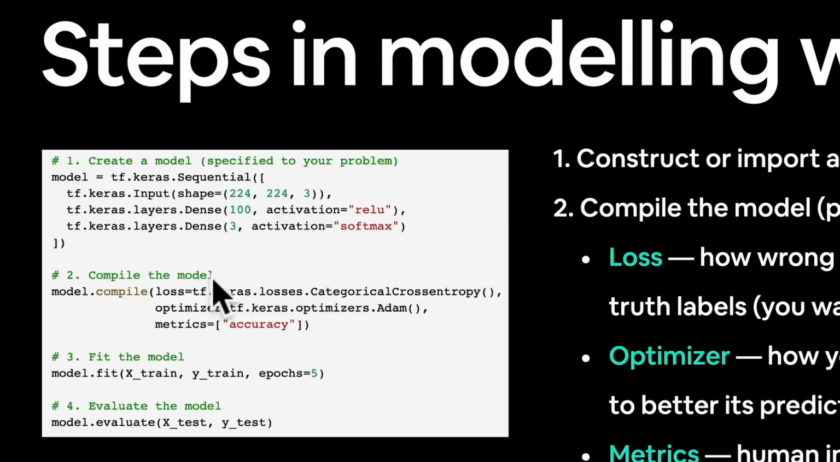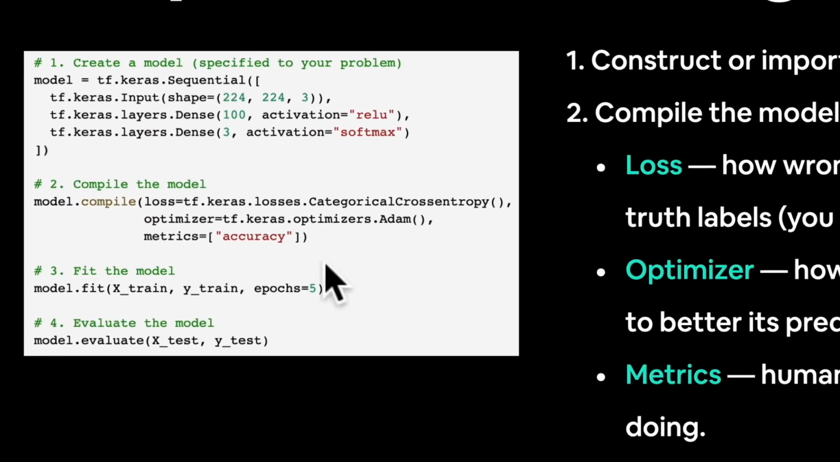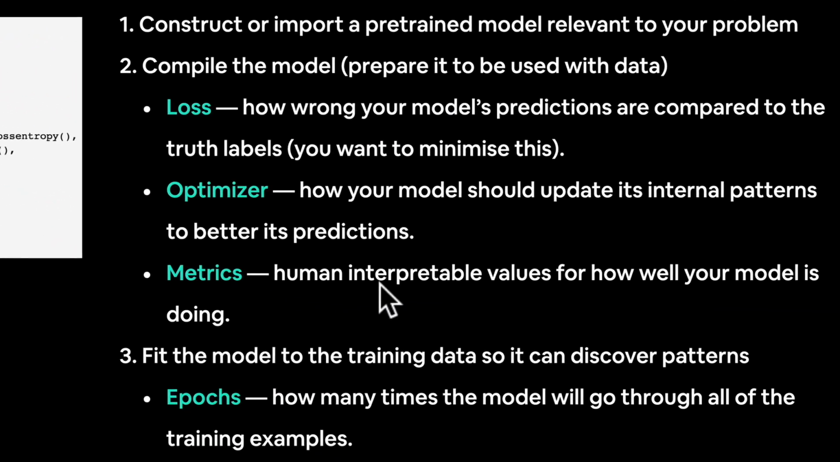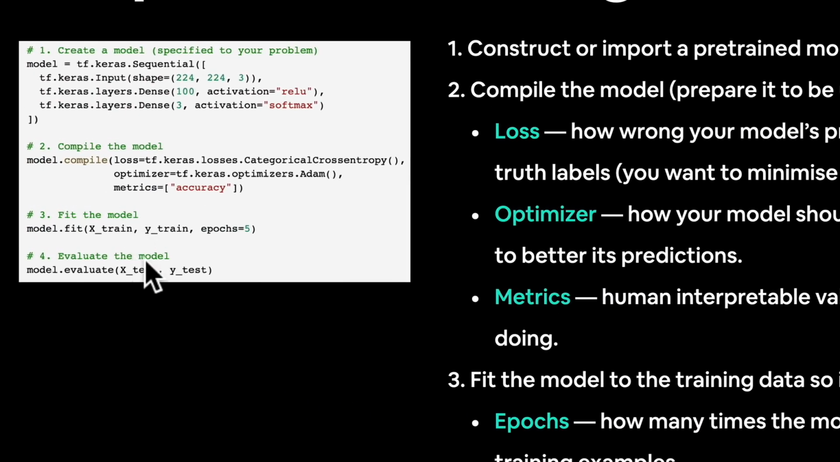Number 2 is compile the model. So we define the loss function, in other words, how wrong our model's predictions are. We define the optimizer, which is how our model should update its internal patterns to better its predictions. We define the metrics, which are human interpretable values for how well our model is doing. We fit the model and we evaluate it.